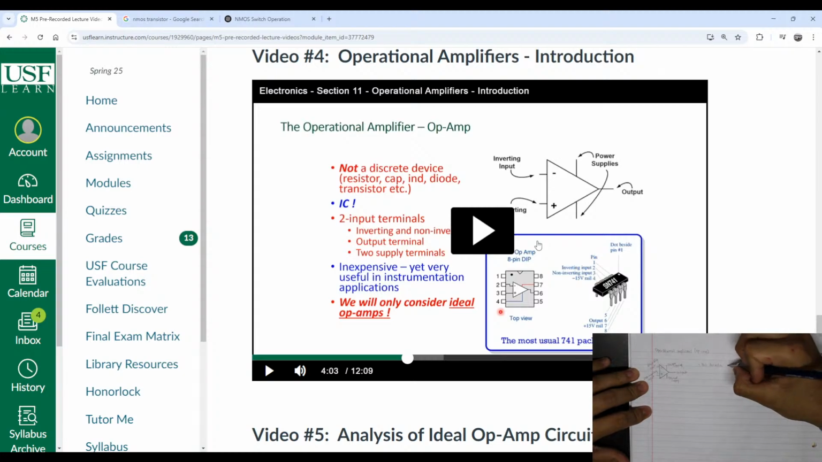Not a discrete device. What does IC mean? Two input terminals, inverting and non-inverting.